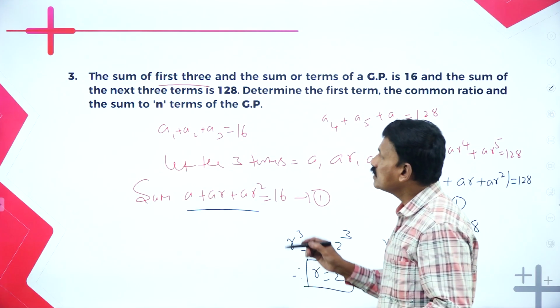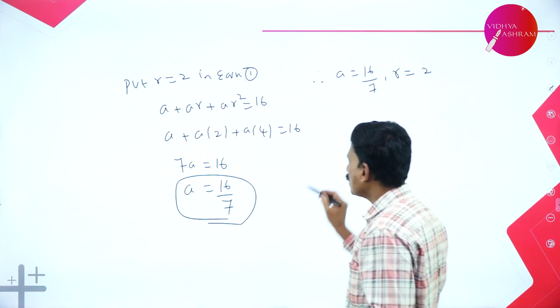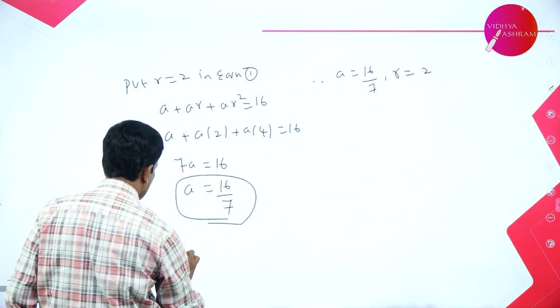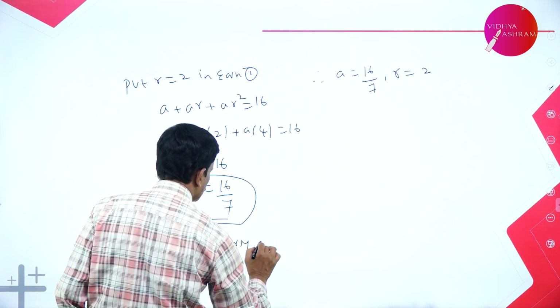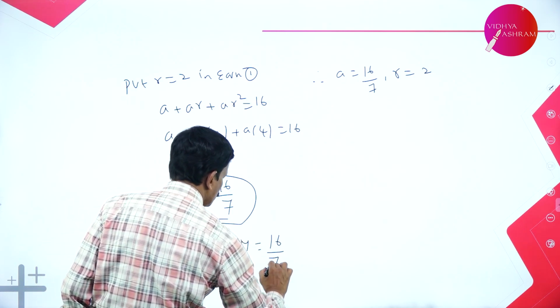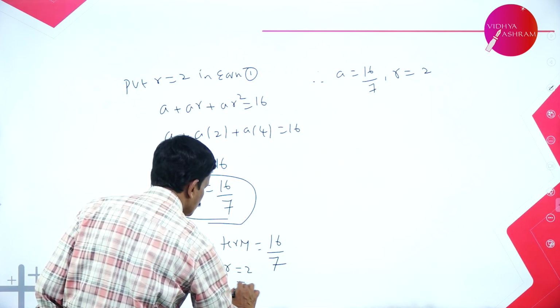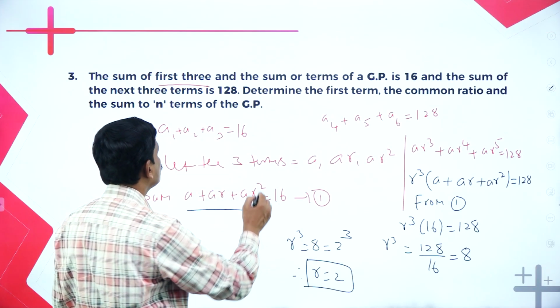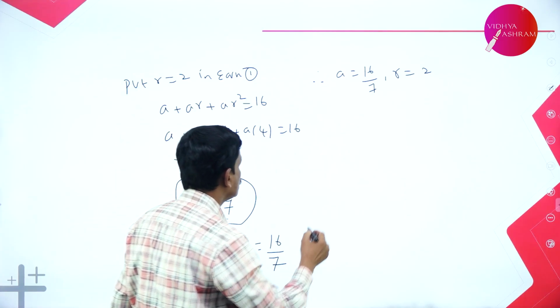So what is to find? First term and the common ratio. Therefore, the first term is equal to 16 by 7 and the common ratio R is equal to 2. Now from this, what is to find? Determine the sum of n terms of the GP.